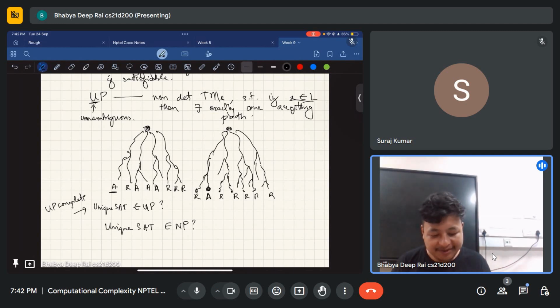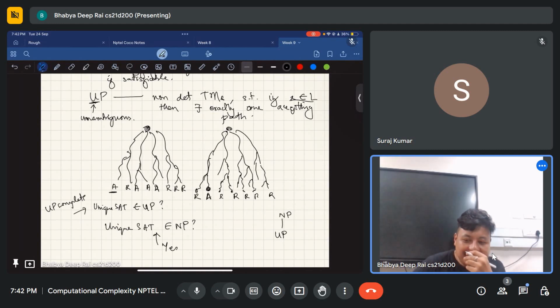Okay, so what does it mean? If unique SAT is in NP and unique SAT is UP complete, then UP is contained in NP. Right? UP is contained in NP. And what does it mean? Since unique SAT is in NP, it means SAT is NP complete. We don't know about unique SAT.